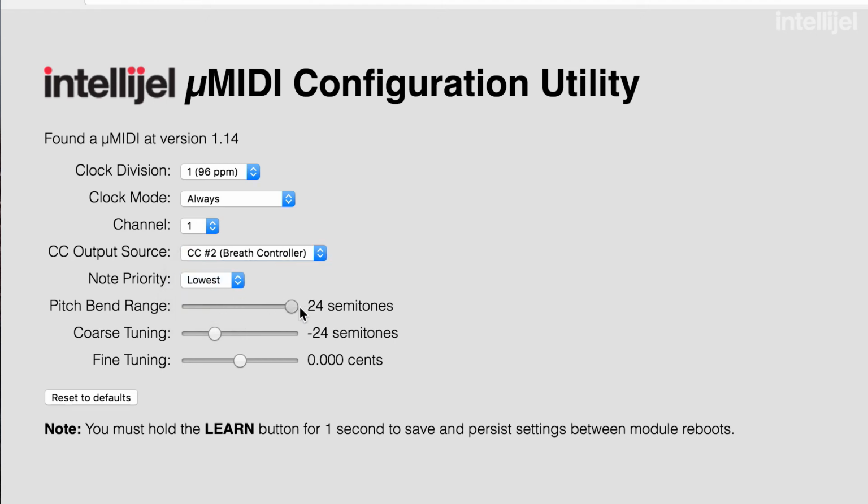The pitch bend range slider determines whether your pitch bend wheel controls a more subtle 2-semitone range or an extreme 2-octave span. Lastly, the coarse and fine tuning sliders allow you to precisely tune the pitch output of the MicroMIDI. This might be necessary if your oscillators require an offset range for their input. And of course, you can quickly reset any changes back to default with this button.